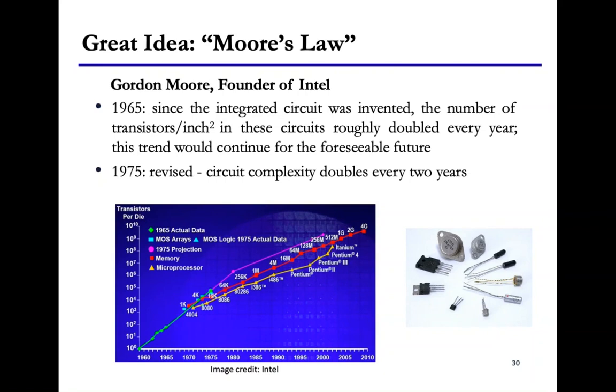The first one is the design for Moore's law, or the great idea of Moore's law. So what does Moore's law say basically? The one constant for computer designers is rapid change, which is driven largely by Moore's law. Moore's law states that integrated circuit resources double every 18 to 24 months.